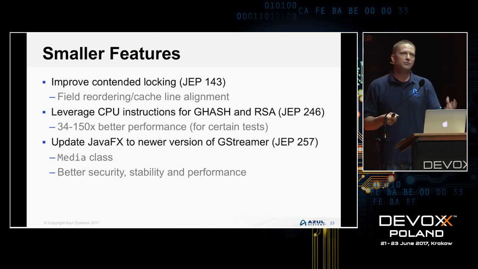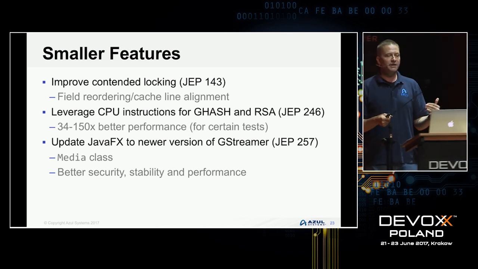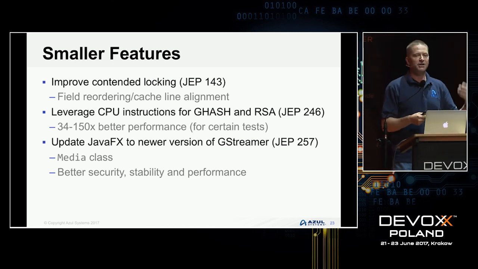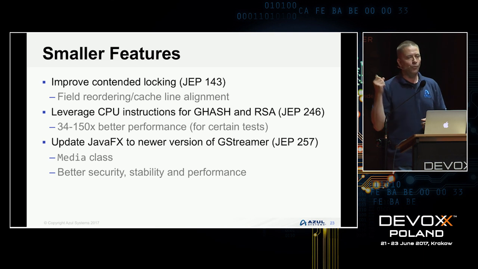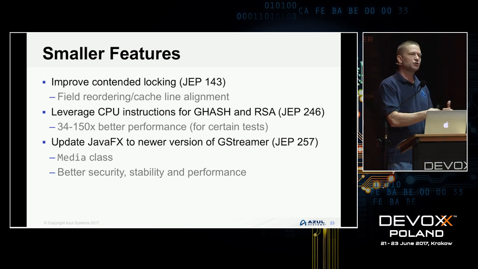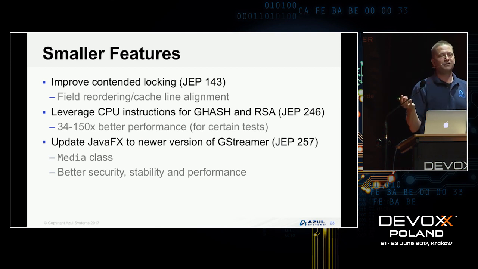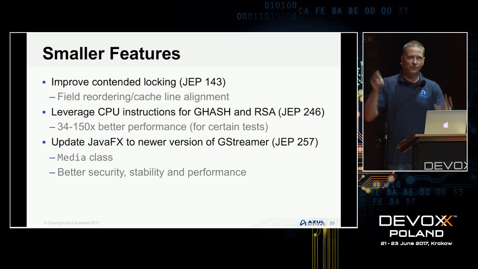Also, the idea of using hardware to accelerate some of the encryption hashing algorithms and things like that. What they've found is that using this and using CPU instructions at the silicon level, you get somewhere between a sort of 34 and 150 times better performance for certain tests. So your mileage may vary.